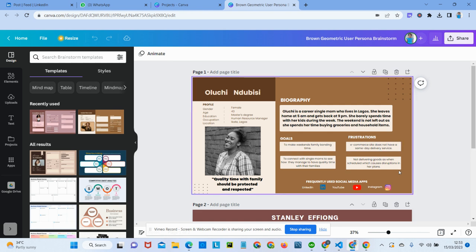And then what are the frequently used social media apps that she uses? LinkedIn, because she's a human resource manager, of course, as a profile page for career people. YouTube, because she might want to learn how to manage families, and even things for her career. Instagram, because she's female and she just wants to have fun and feel like, okay, this is a place where I can chill out.